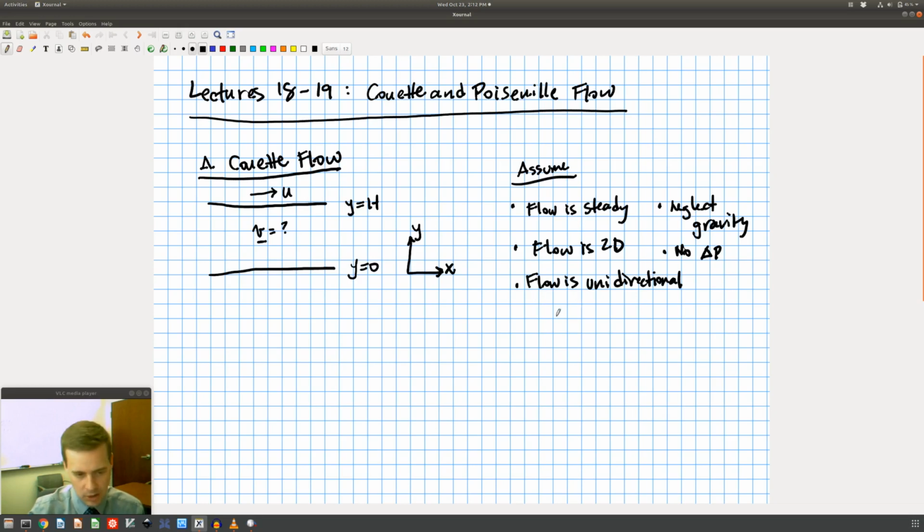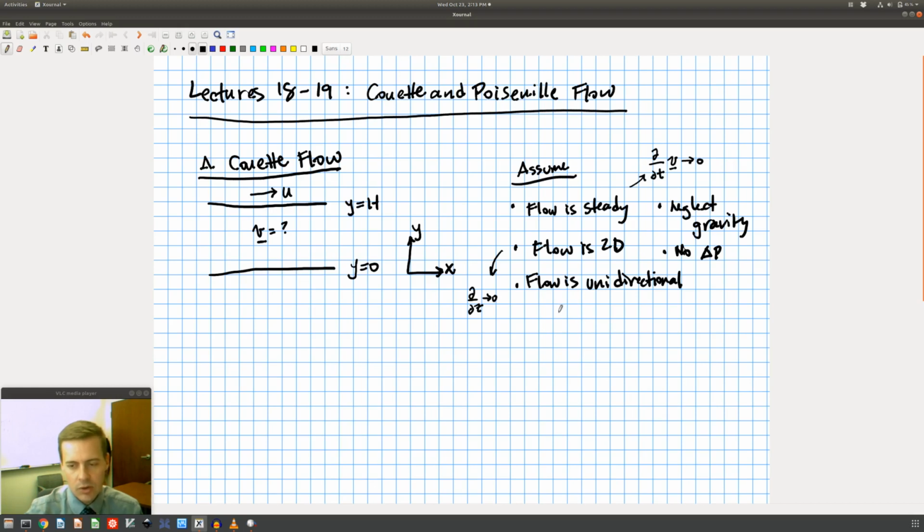I'm not really justifying these assumptions to you. They're assumptions. They're what give me Couette flow. If I change these assumptions, I get a different flow. So I'm assuming the flow is steady. That means, if you recall, that the time derivatives are 0, so the time derivatives of the velocities are 0. I'm assuming the flow is 2D, which means that my derivatives in the z direction are 0.